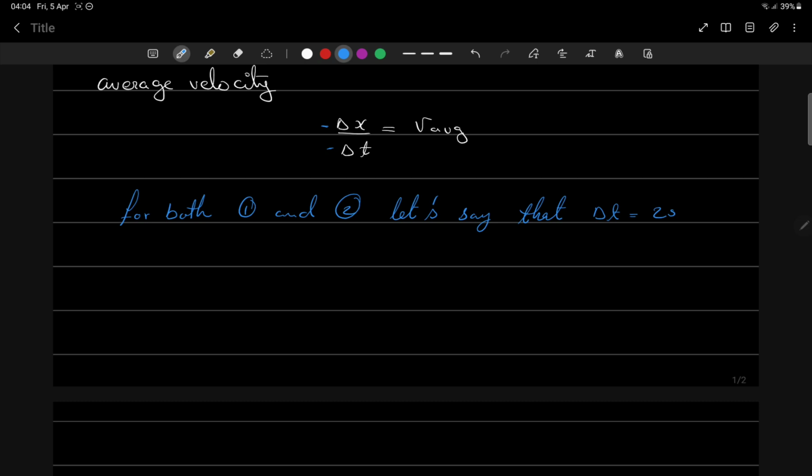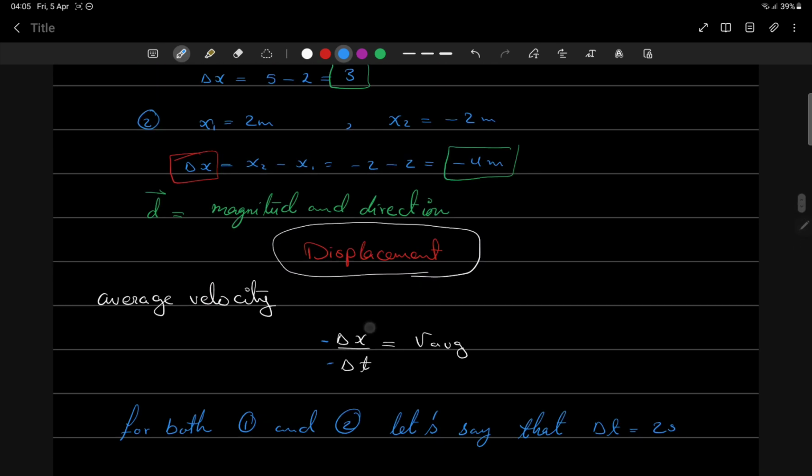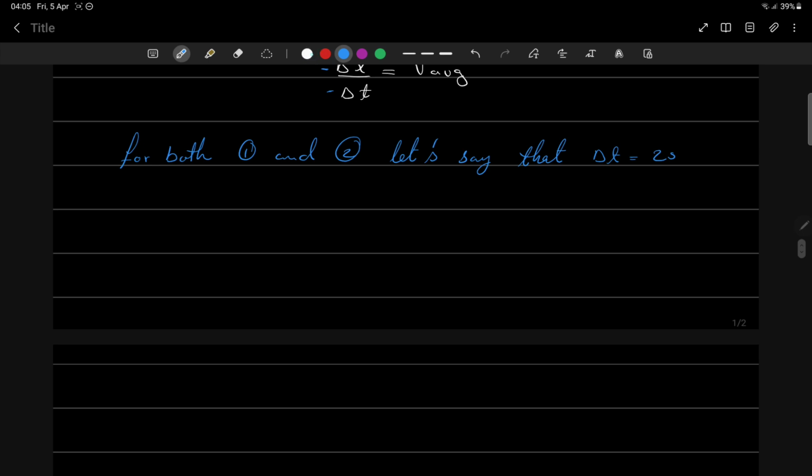So if I want to find the velocity for both of them, I just have to divide delta x by delta t. Delta x for the first one is 3. So for number 1, average velocity is going to equal 3 divided by 2, which equals 1.5 meters per second. For the second one, displacement was -4, so it's going to be -4 divided by 2, which means the average velocity was -2 meters per second.